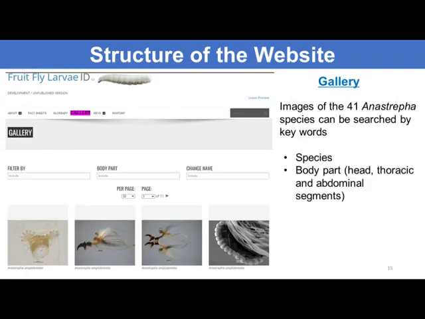So another good feature in this website is the gallery. The user will be able to search images by body part, by species. That would be helpful to the user to go across taxa, for example, and compare body parts, and help you to go faster on this identification.